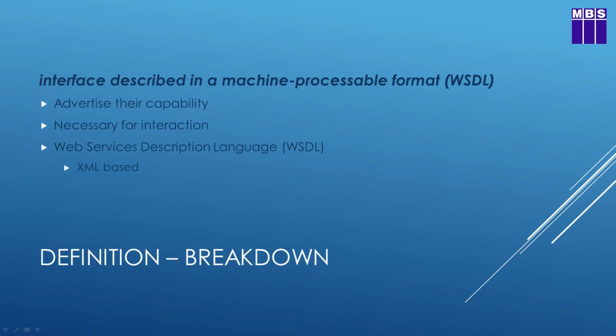The second point in the definition is that the interface is described in a machine processable format, WSDL being Web Services Definition Language. Web services using WSDL advertise their capability, and this is necessary for interaction. So let's assume that you have an application and you want to expose some functionality of that application to other people via the web, via the internet. So you write a web service and publish it.